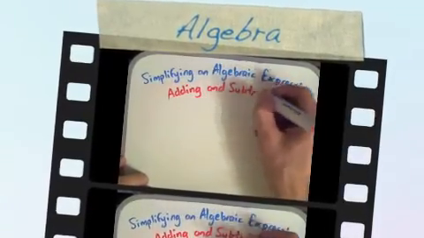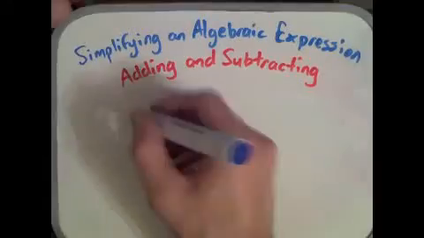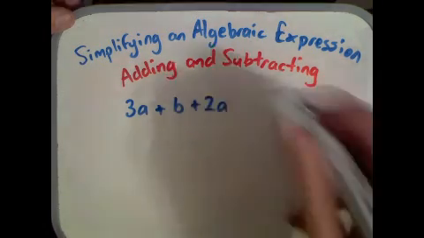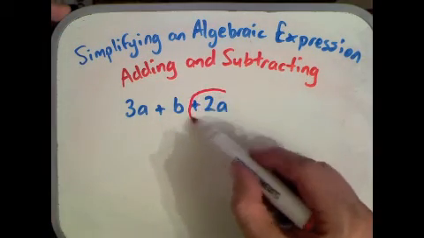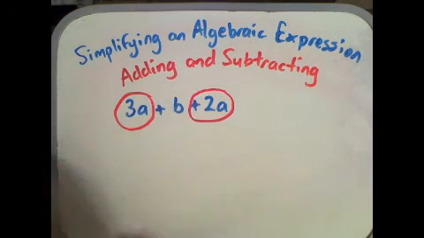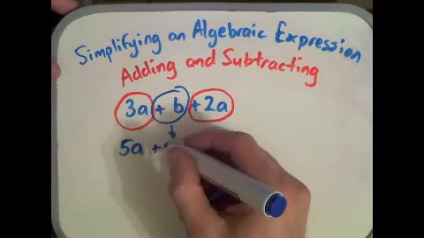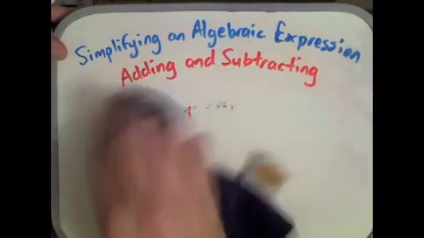Alright, so we're going to look at simplifying algebraic expressions. Now the first part we're going to look at is adding and subtracting. So let's look at an example here: 3a plus b plus 2a. Now remember, we can only add and subtract terms that are the same. So 3a plus 2a will give us our 5a. And then with the plus b, we simply just tag it on the end there because we cannot add them together. And there we are.